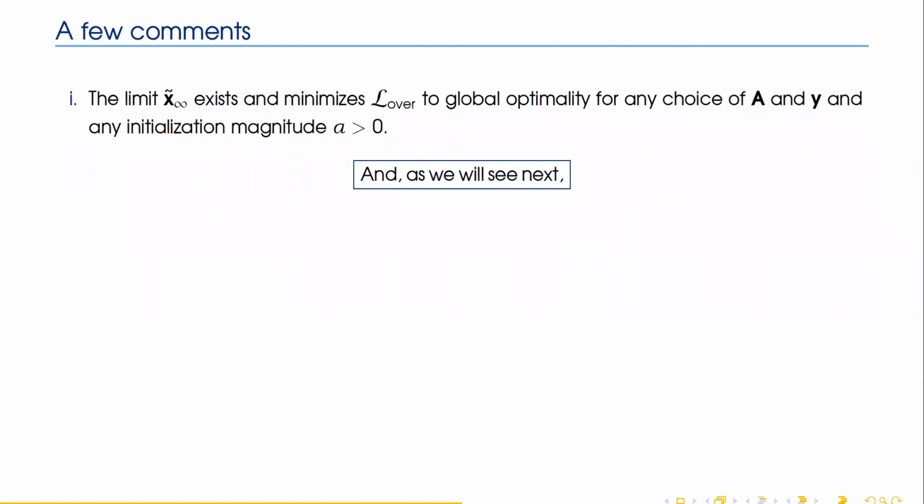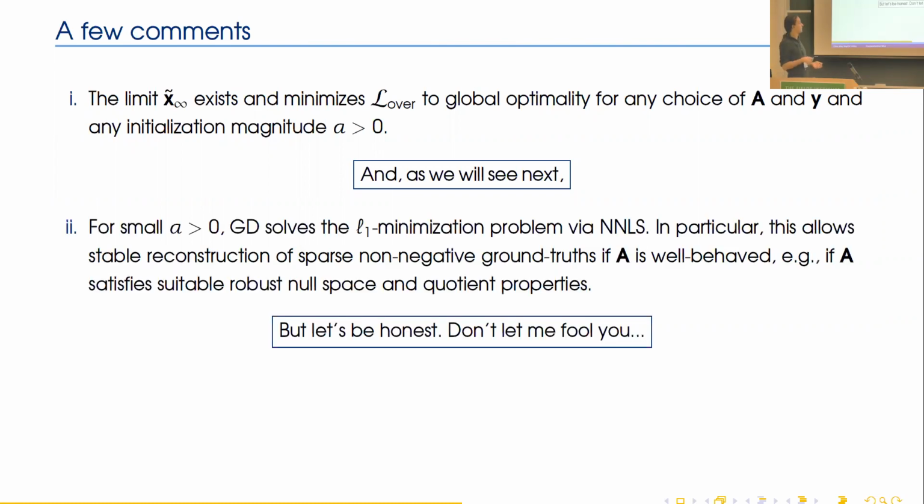So a few comments. As I said, the limit exists, and under very general assumptions on A and y, it will be the solution of the non-negative least squares problem. Moreover, gradient descent will solve the L1 minimization problem, and I will be able to retrieve the sparse solution if A is well behaved, so if A fulfills the standard assumptions in compressive sensing.